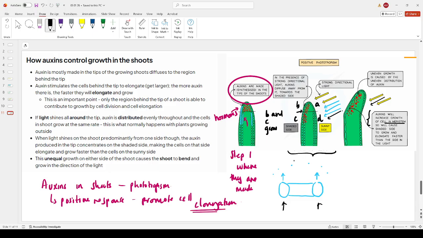So you know how the meristem cells are here. It essentially causes them to grow in size, to increase in growth.